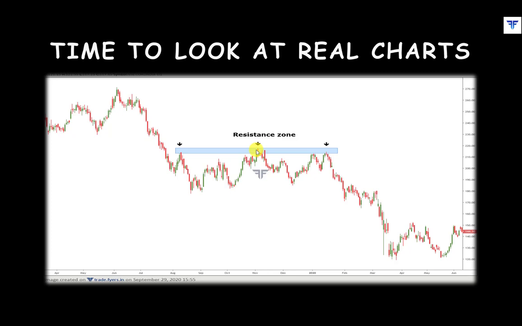Given that the price has now made two peaks at near identical levels, that is this zone over here, a resistance zone can now be drawn and extended forward to find future areas of resistance. And as you can see, this zone did act as a resistance when the price tested it several candles later.